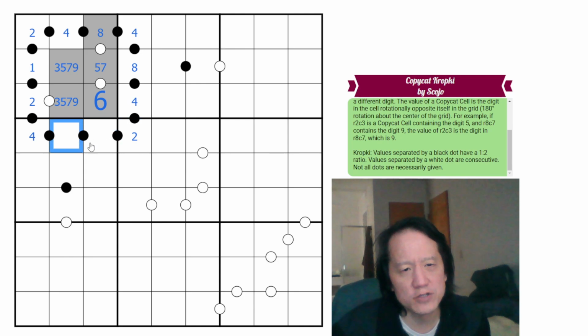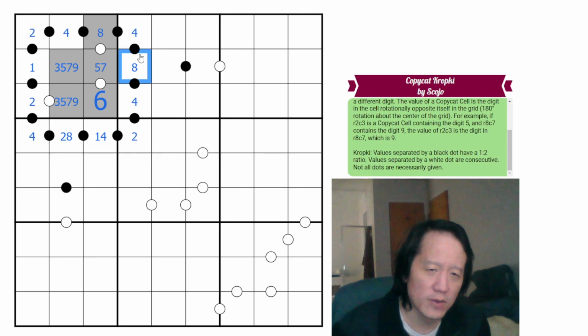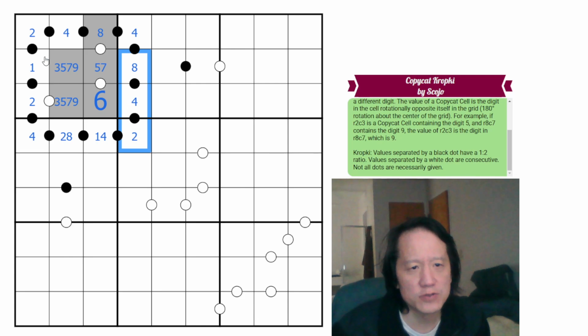Which could be 1 and 2, or it could be 4 and 8. So this would work either as 1, 2, or 4, 8. So that would work. And then one of these would be a copycat too. So that, because this one could not be. So these would not be copycat. So that's if this is 1.